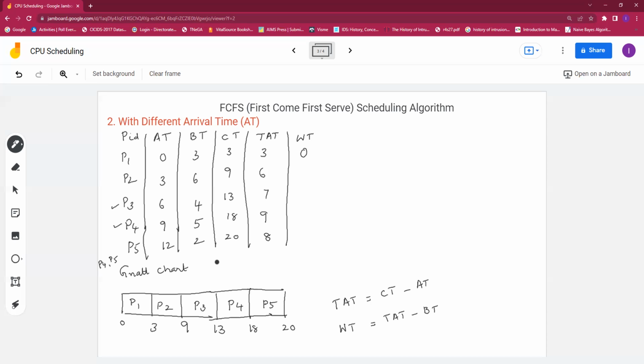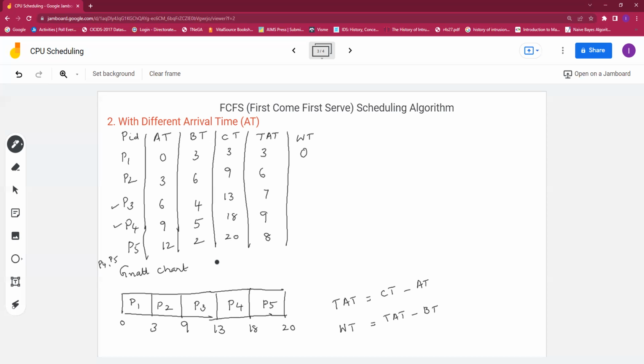So why is it 0? When process P1 comes in, the CPU was already free, so it was given to the process P1 immediately. That's why P1 didn't wait for the CPU. That's why it is 0.